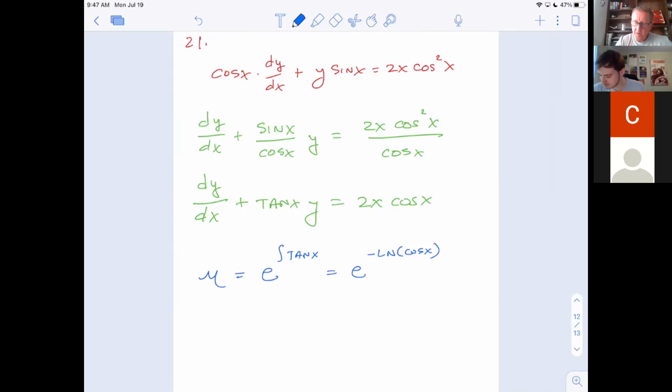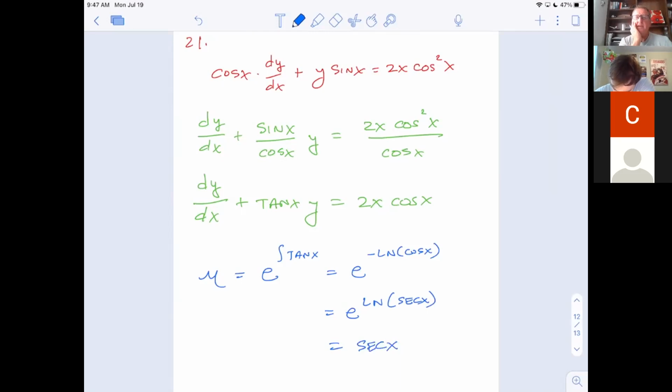Now again, are we done with mu? Is this the best place to leave mu? E to the negative natural log of cosine of x. You can turn it into negative cosine x. Yeah, notice that negative would be cosine to the -1 power. Actually, all of a sudden I'm confused. Yeah, that'd be 1 over cosine, and 1 over cosine is secant. And so e to the natural log of secant is actually just secant. So the better answer for what's mu is just secant.